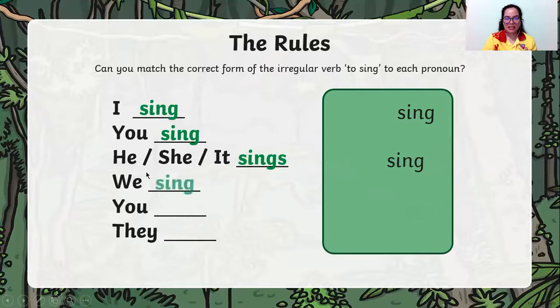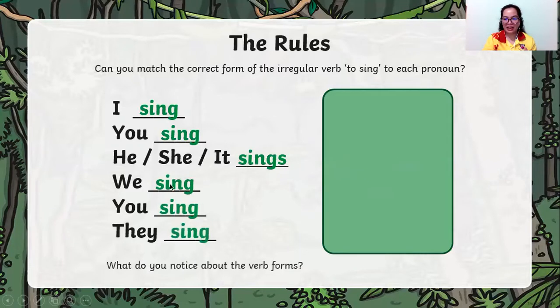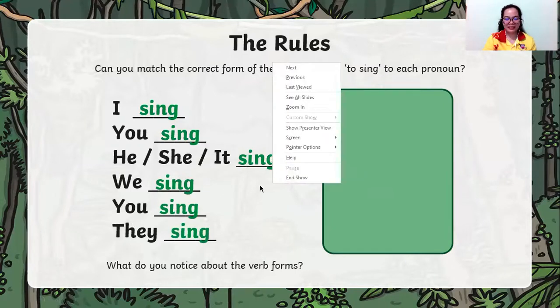We sing. You sing. They sing. It doesn't have an S. It's because it is plural. Okay? So very simple. Next.